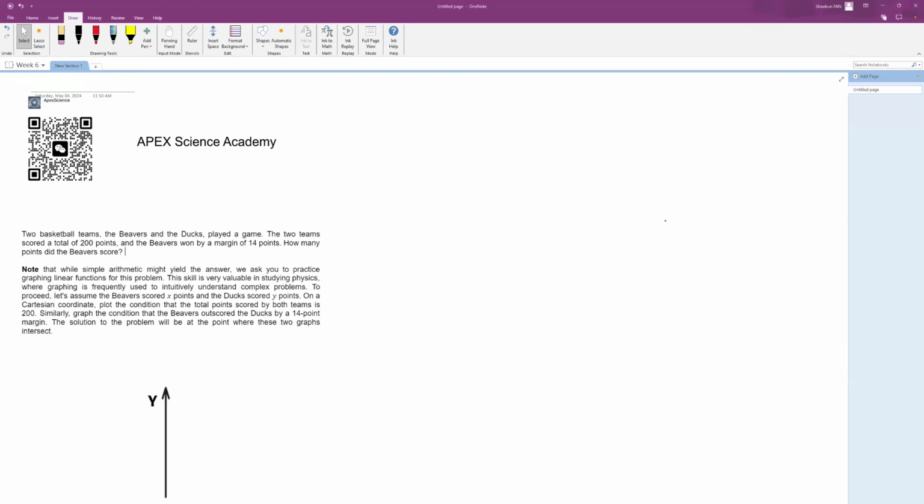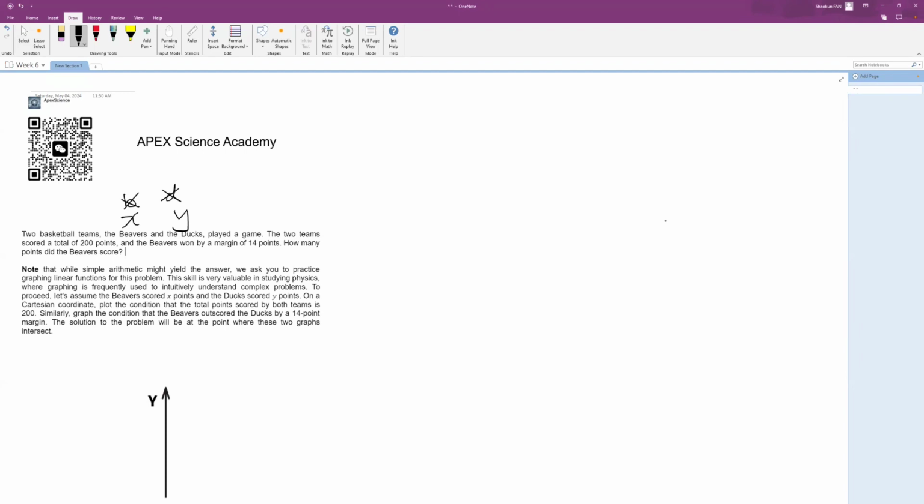Okay, so let's use X to represent the points that the Beavers scored, and Y to represent the points that the Ducks scored. You can also use B or D, so you don't have a hard time remembering which one represents which team. But let's just say we use X and Y in this case.